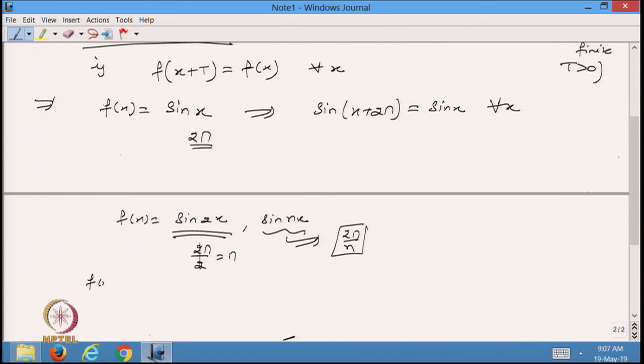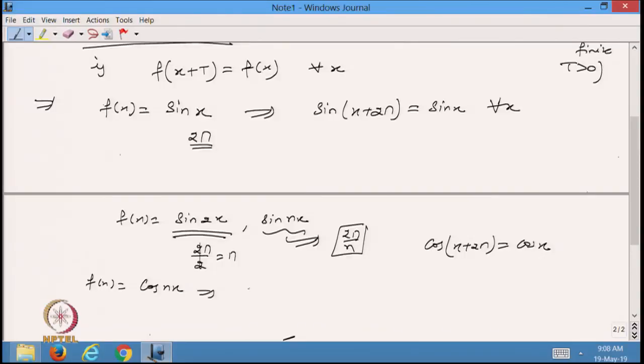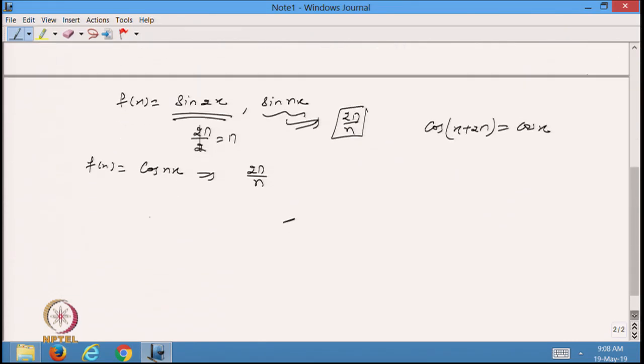Similarly, I have another function f(x) equal to cos nx. We also know that cos(x plus 2 pi) is also cos x. So this is a periodic function of period 2 pi, and from here also, if I want to find the period of this function, it will be 2 pi by n. This is a well-known function and we know its period.